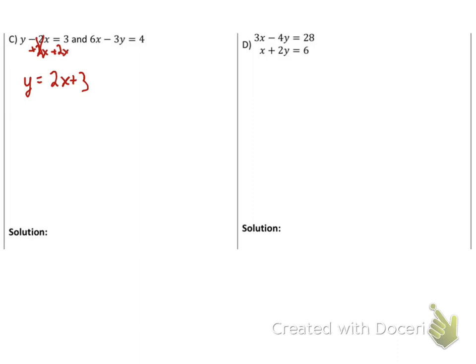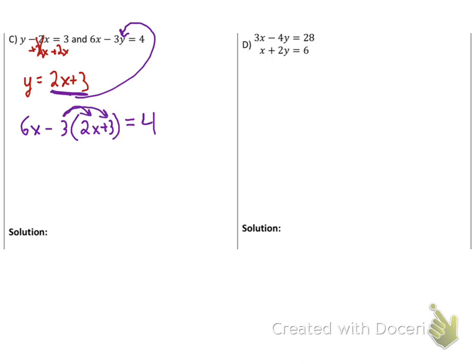I can take that 2x plus 3 and plug it into the second equation every time I see a y. So I'm going to have 6x minus 3. Instead of y, I'm going to substitute in 2x plus 3. And then that's going to equal 4. So I'm going to distribute that negative 3. So I'll have 6x minus 9 equals 4. And then notice what happens.